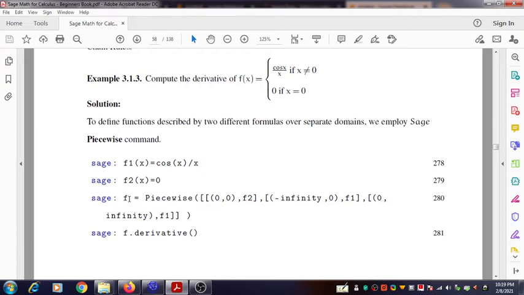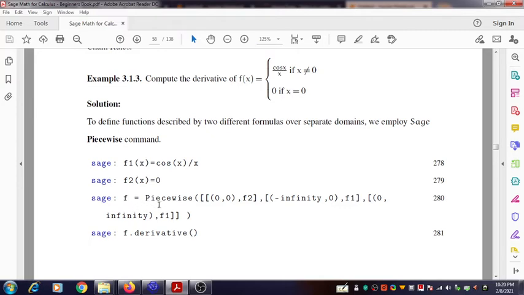F stands for the single function, and f is equal to, how do we use this command? You can see piecewise. I think there is an error in writing piecewise this way, because capitalization is not allowed. When I used the capital letter I got an error, so I corrected it by replacing the capital P by a small p, and I got the answer when I did that change. You are going to see that in the demonstration part.